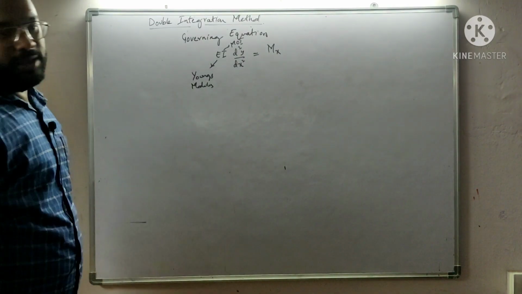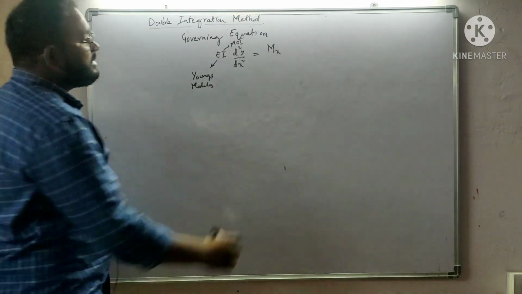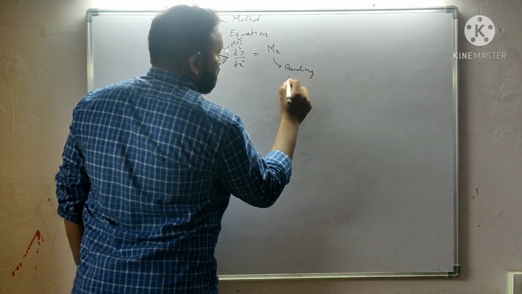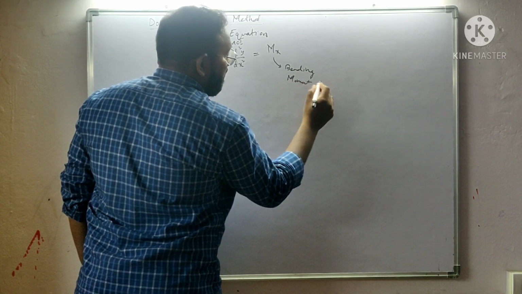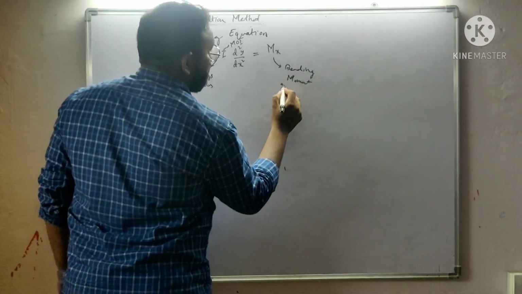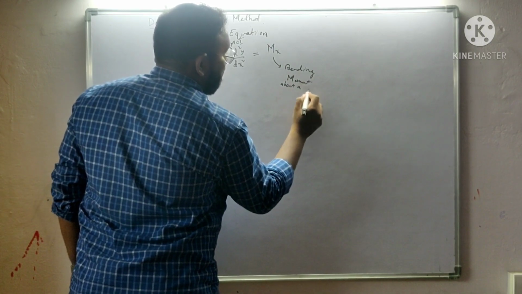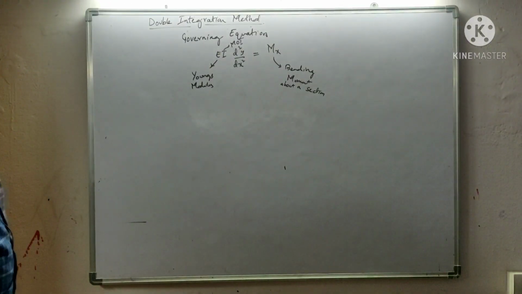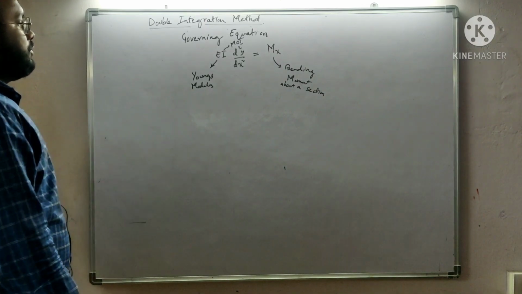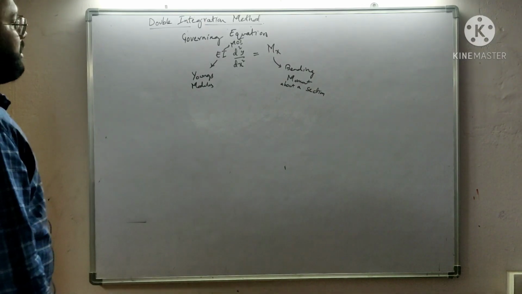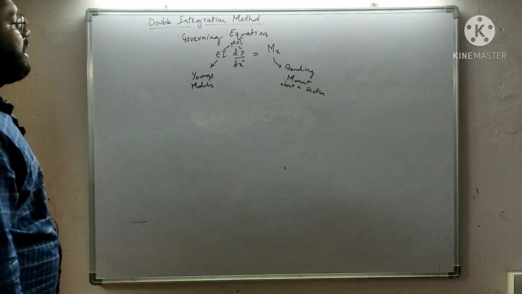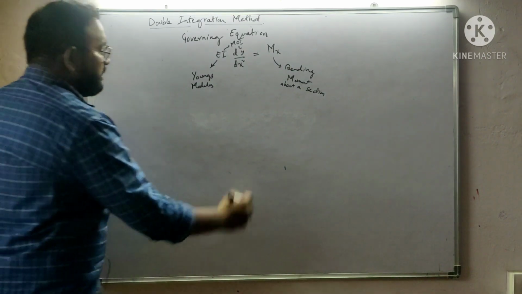This is equal to Mx. Mx is defined as the bending moment about a section, or at any section, the bending moment of all the forces taken about a section. So this is called the governing equation, which is very important in the case of the double integration method. It is given as EI d square y by dx square is equal to Mx.